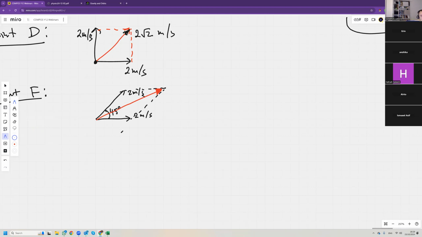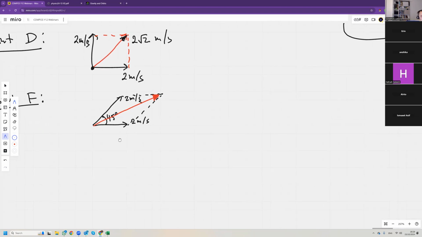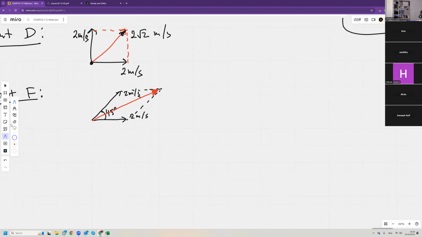You can use the cosine rule here, or you could use vectors. I'm going to use vectors here. I'm going to write down that this vector is 2, 0, and this vector is root 2 and root 2, because the total is 2, so root 2 squared plus root 2 squared is 2. Okay, that makes sense. So now this vector is 2 plus root 2 and root 2.